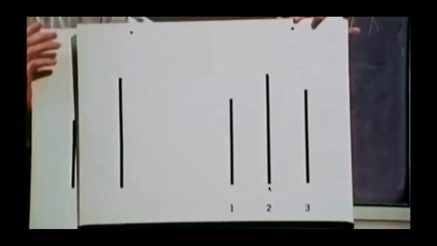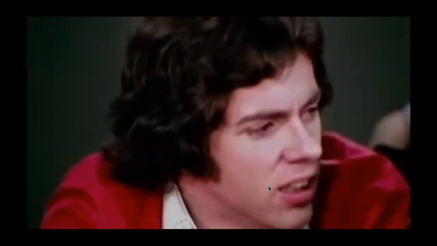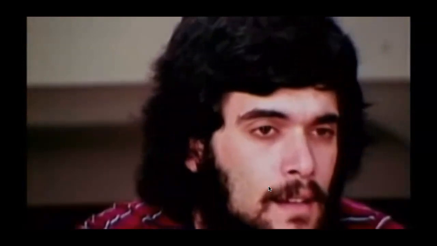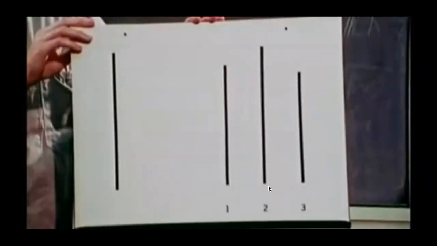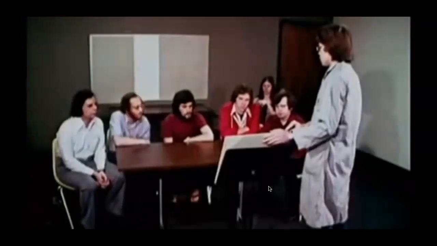In the first test, the correct answer is 2. 1. 1. 1. 2. 1. Once again, the correct answer is 2. 3. 3. 3. The Asch experiment has been repeated many times, and the results have been supported again and again.